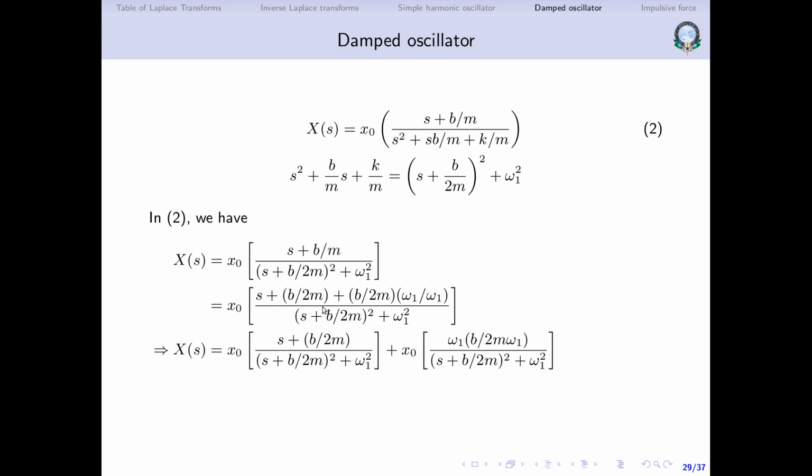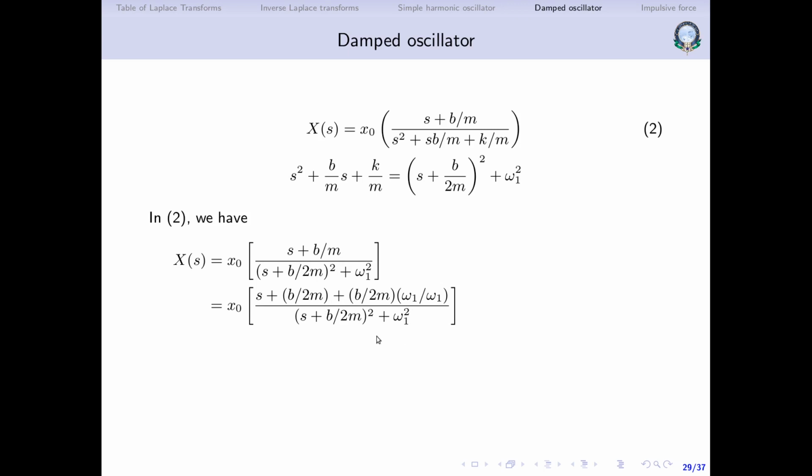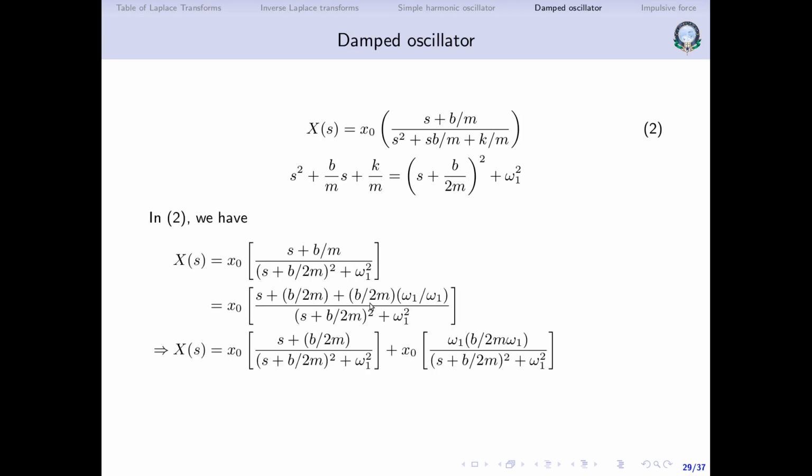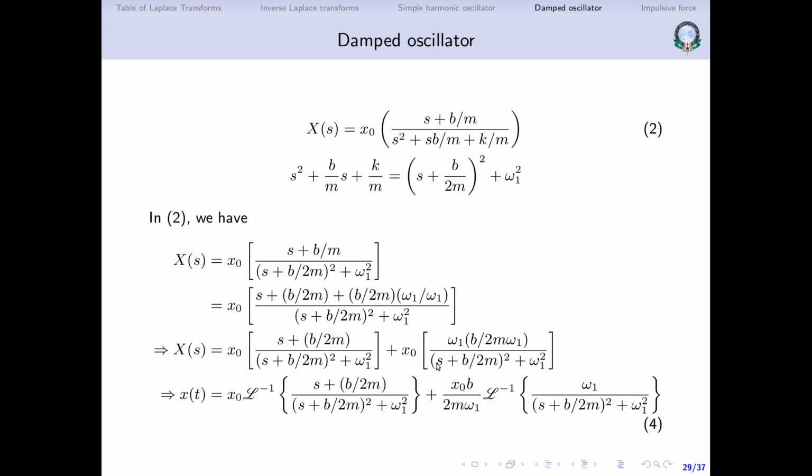This part of the numerator divided by the entire denominator is one part. And the other part is this: I had multiplied and divided with omega 1, and that dividing by omega 1 I put in the denominator here. So we have b by twice m omega 1 and the whole thing multiplied with omega 1. So that is going to be the second term. So we have broken this capital X into two different terms.